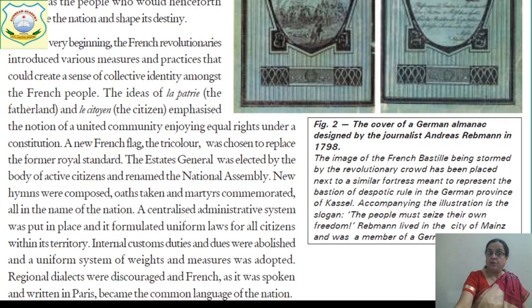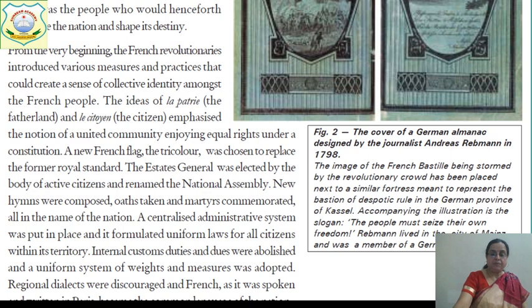So the question answers will be in MCQ pattern, children, in the test. So you have to go through the entire chapter. You have to go through the sources which are given in the book, children.